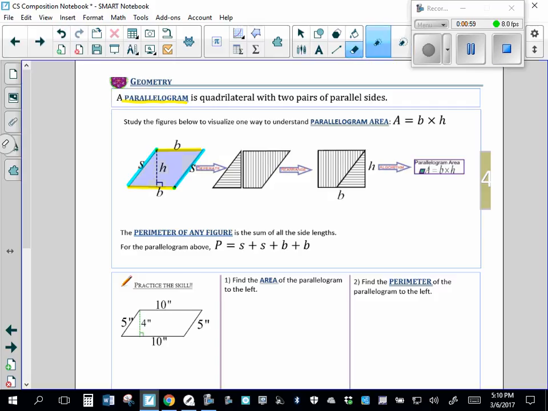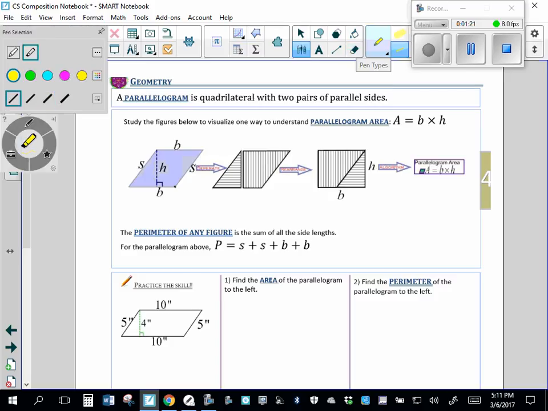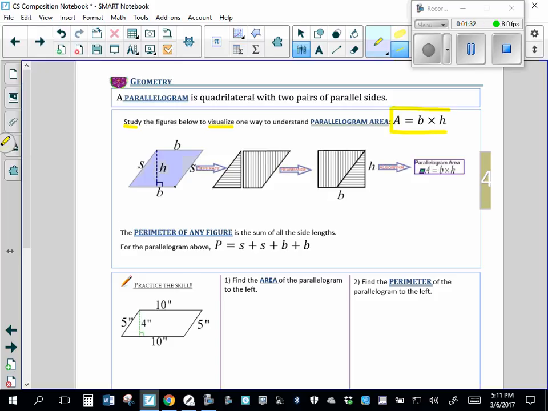Our focus today is to find different ways to think about area, and then to use the algorithm to find the area, and also to find the area on a grid without the algorithm and compare them. So when you look at the reading here, it asks us to study the figures below, and we're just trying to visualize one way to understand parallelogram area, to understand where this algorithm comes from. A stands for area, B stands for base, and H stands for height.